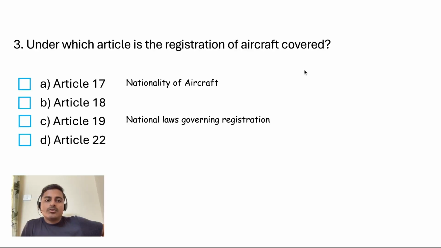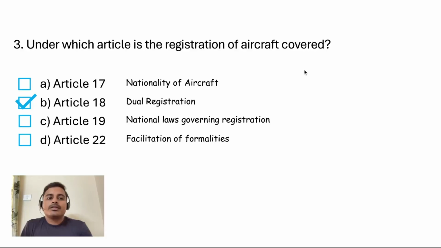Article 19 talks about the national laws governing registration. And Article 22 talks about the facilitation of formalities. So formalities like customs, immigration, and those things are discussed under Article 22. And Article 18 is the one which talks about dual registration or the registration of aircraft. So the correct option is B, Article 18.